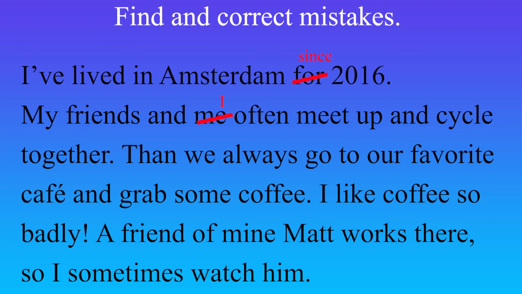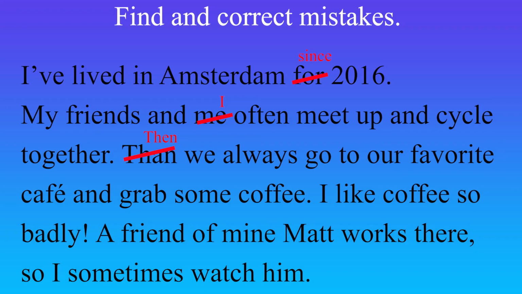If you were super thorough, you would notice a mistake that wasn't discussed. Then we always go to our favorite cafe and grab some coffee. There are two words, then and than. In my previous video, I talked about the differences between them and how to use them properly. The link is in the description. The only correct version here is then with E because it's a plan of what we do next. We cycle and after that, then we go to a cafe.